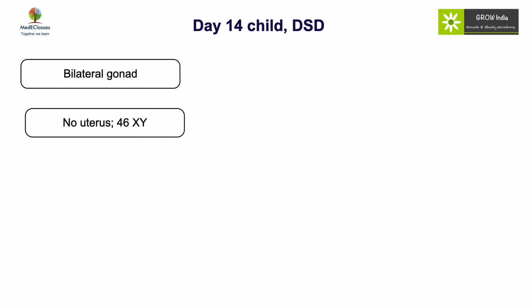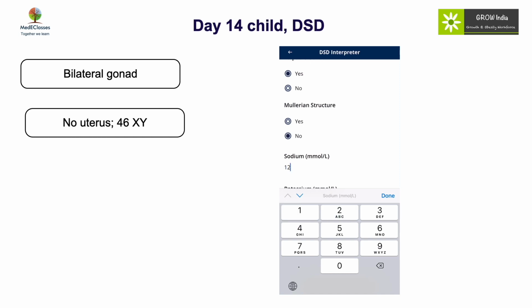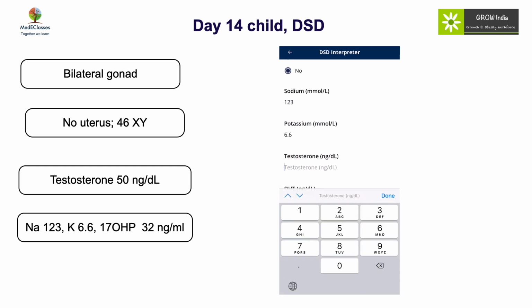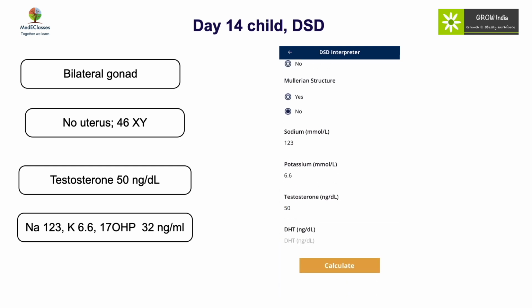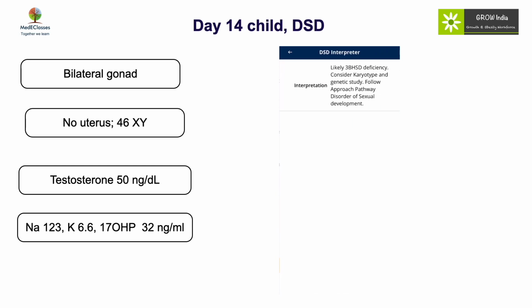An interesting 14-day-old child with atypical genitalia, bilateral gonads present with no uterus, indicative of an XY karyotype. And when we evaluate in this regard, we have palpable gonads and no Mullerian structure. The key questions now are about the testosterone status and the electrolyte status. So there is hyponatremia, there is hyperkalemia, there is slightly high testosterone, and the DHT was appropriately normal. If you look at this scenario, this is a classical case of 3-beta HSD. There is a combined adrenotesticular defect with peripheral conversion to produce testosterone and 17-OHP. So this is classically 3-beta HSD as indicated via our DSD interpreter.